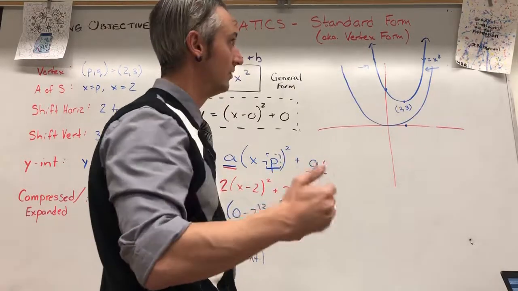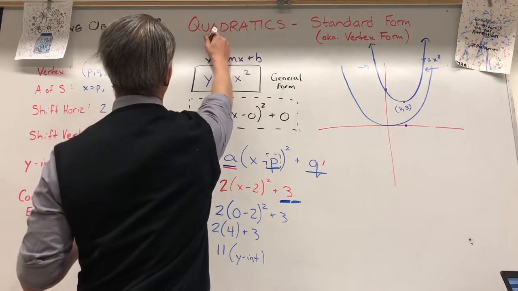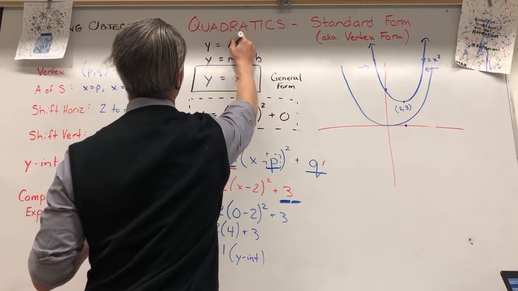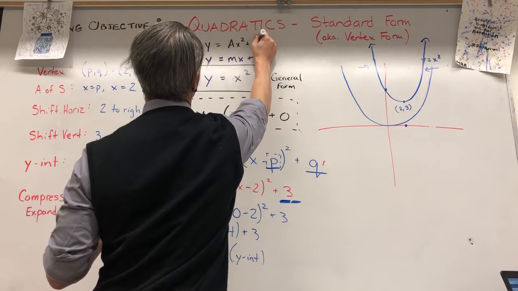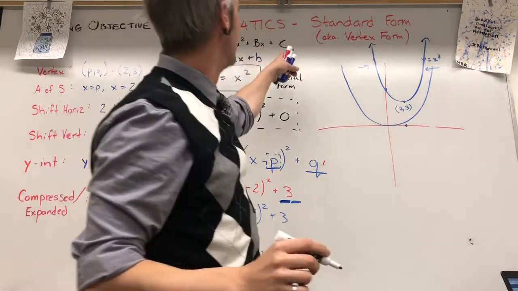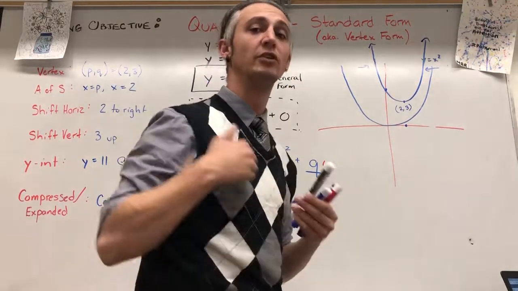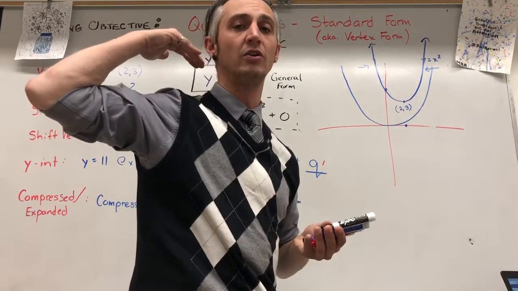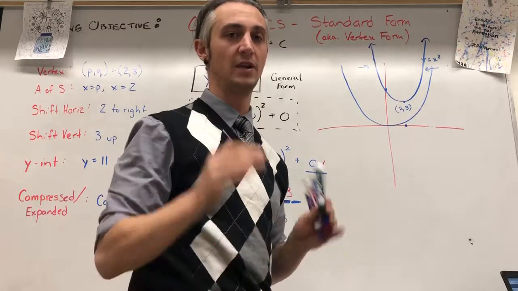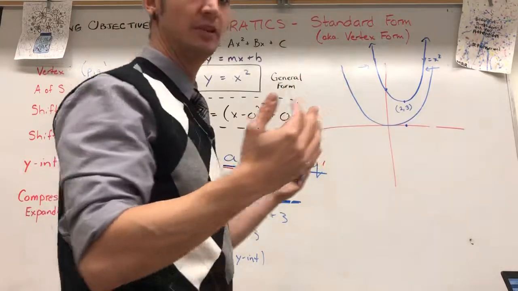The next level up is learning our general form. So being able to take an equation that looks like y is equal to ax squared plus bx plus c, and being able to convert it into standard form so that we can pull off all these things. And we're going to learn how to do that with something called completing the square. But hopefully this has shed a little bit of light.